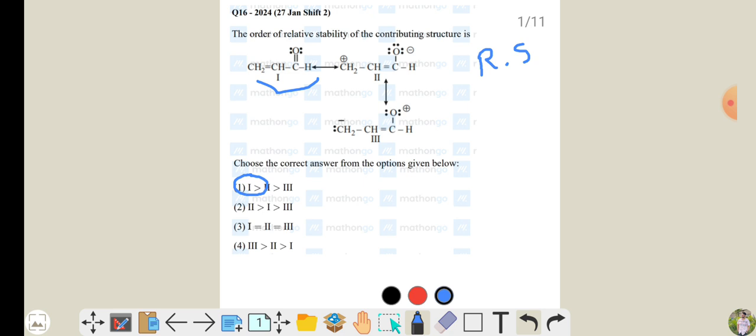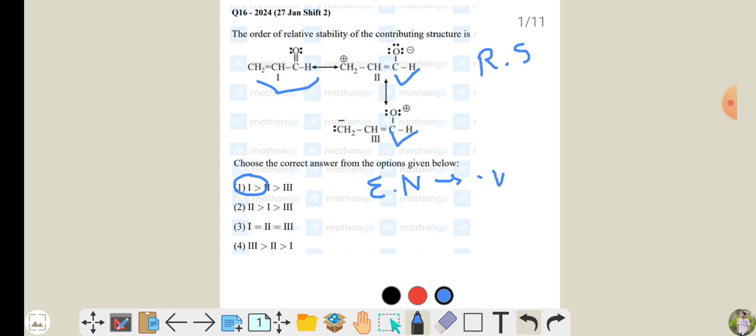Let's see how you can comment on the second and third. Then you have to see the multiple bonds. Whichever has more multiple bonds will be more stable. Here there is one double bond, and here also one double bond, so the multiple bonds are the same. Then you see the charge on the atoms. Here the electronegative atom is oxygen.